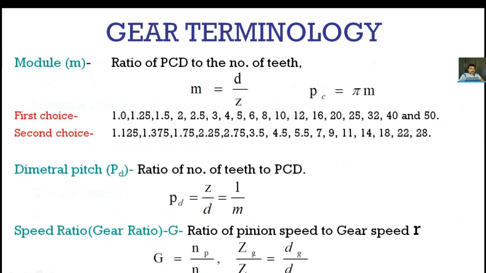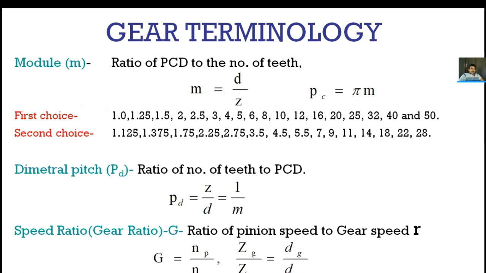Then module pitch. It is the pitch circle diameter per tooth, or the ratio of pitch circle diameter to the number of teeth on the gear, which is the module. Module M is equal to D by Z. Obviously, the circular pitch is pi D by Z. Instead of D by Z, you can put M here so that the circular pitch becomes pi M.